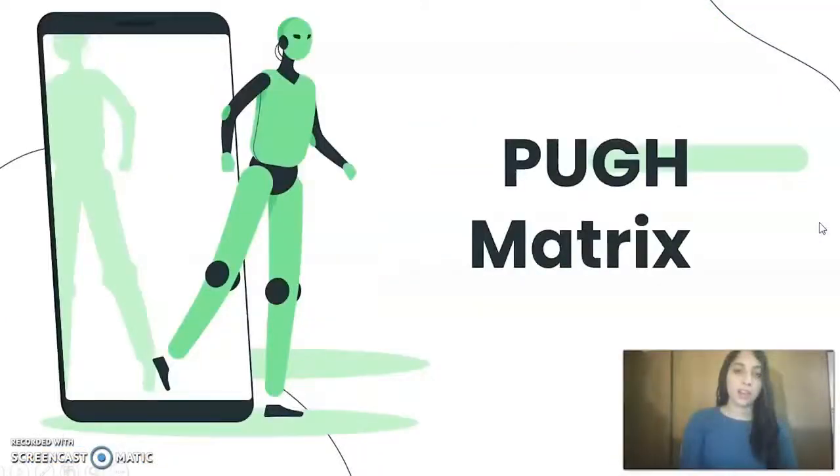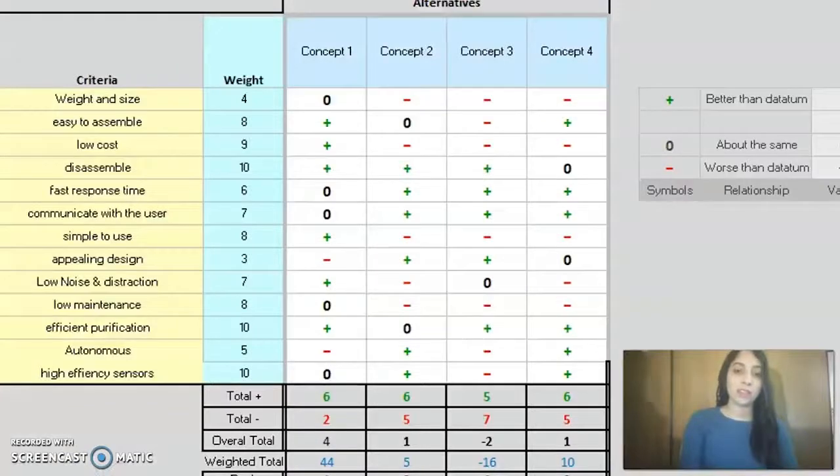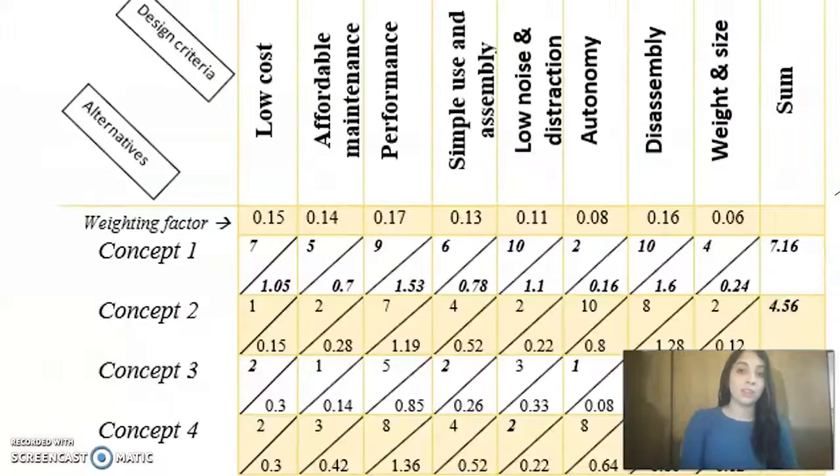Moving on to concept evaluation, in the Pugh matrix and decision matrix analysis, we analyze the different possible concepts to choose the best alternative. Based on these results, we can say that concept 1 is the best solution since it's the most affordable and efficient solution to our project mission.